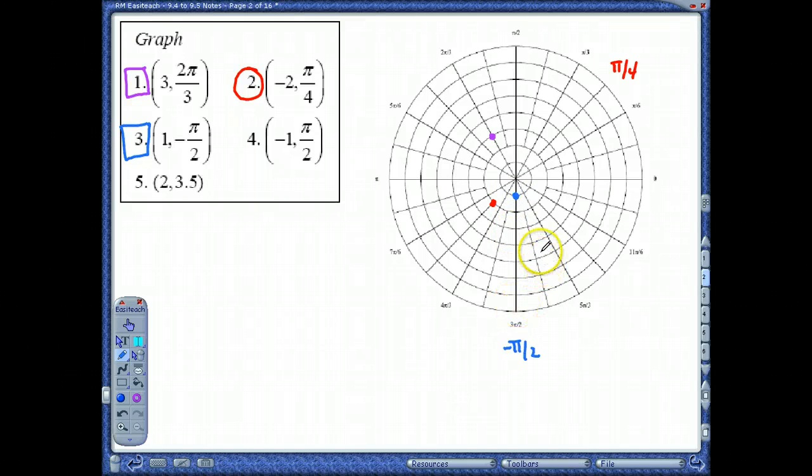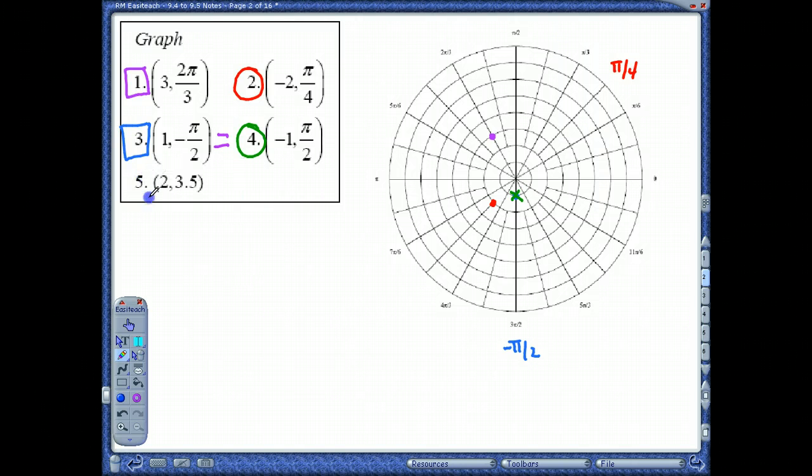Now, if we do negative 1, pi over 2, let's look at that one. Here's my pi over 2 line. Positive 1 would go this way, negative 1 goes this way. So that's kind of interesting. We're finding that polar coordinates are not unique. Rectangular coordinates are, but not polar.